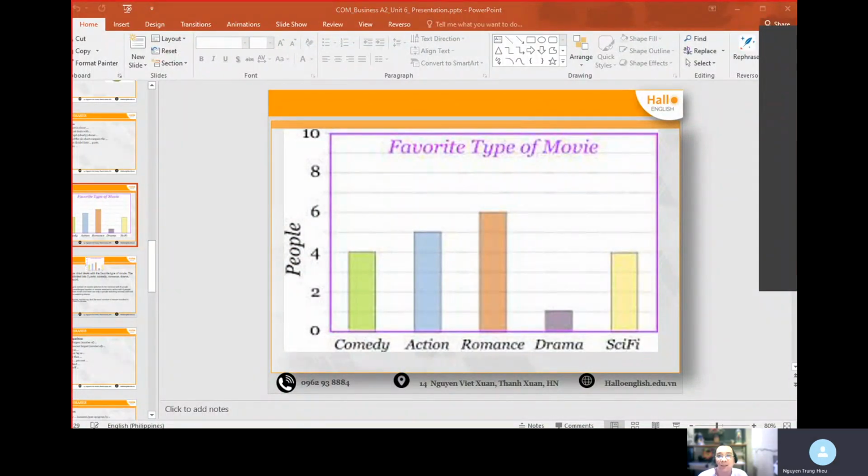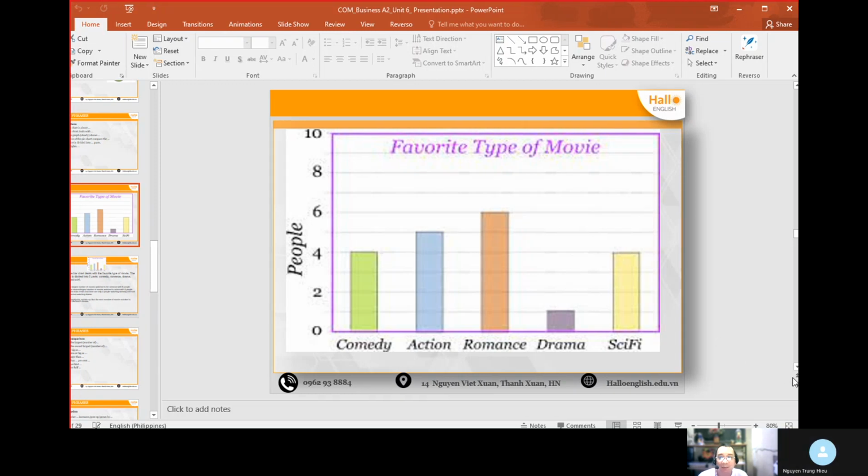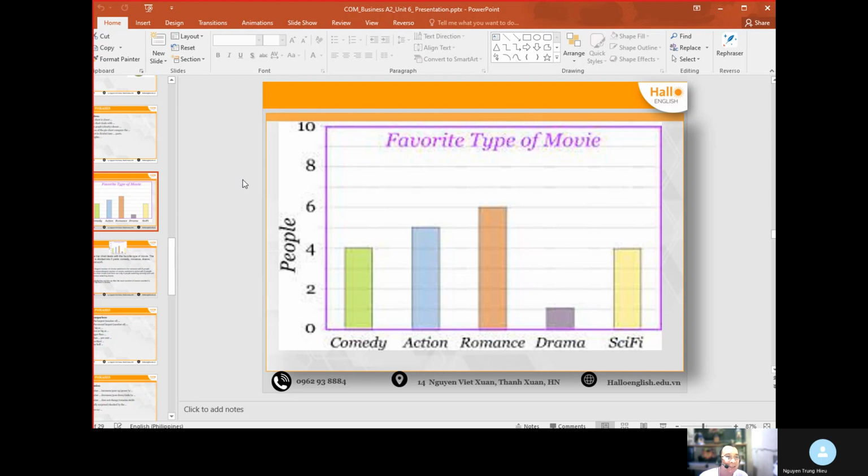Okay, but I think your camera is off. Can you open your camera? Can you see me? No, I can't. That's the problem. Can we study without camera? Yeah, it's okay, no problem, for as long as you can hear me, right? Okay, so let's start now.